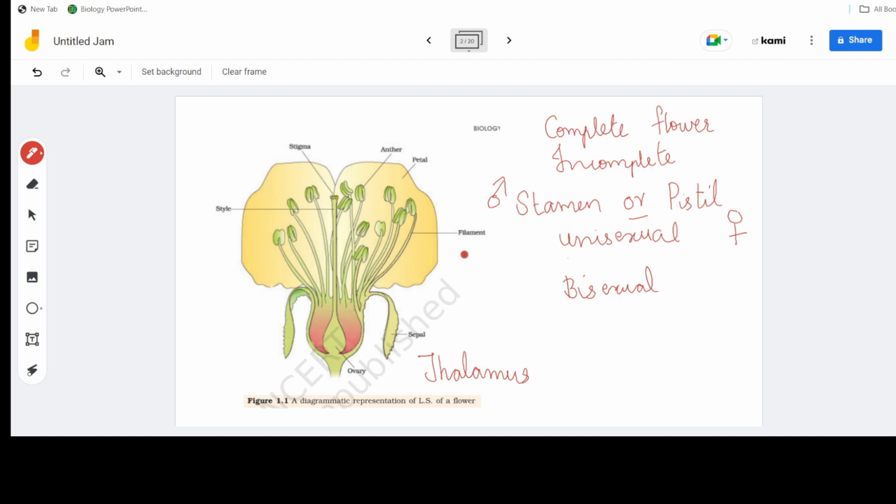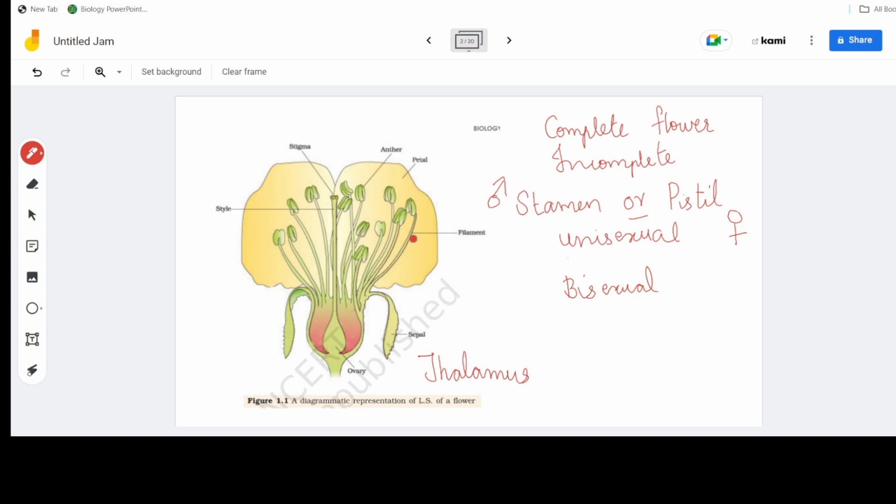Details of the parts of the flower. We are not talking about the sepals and petals. They do play a role in reproduction, but not directly. They do enhance the process of reproduction, like sepals, which are green in color, prepare food and protect the flower in the bud condition, whereas the petals, which are colored and fragrant, may attract the insects for pollination. So such functions they do serve.